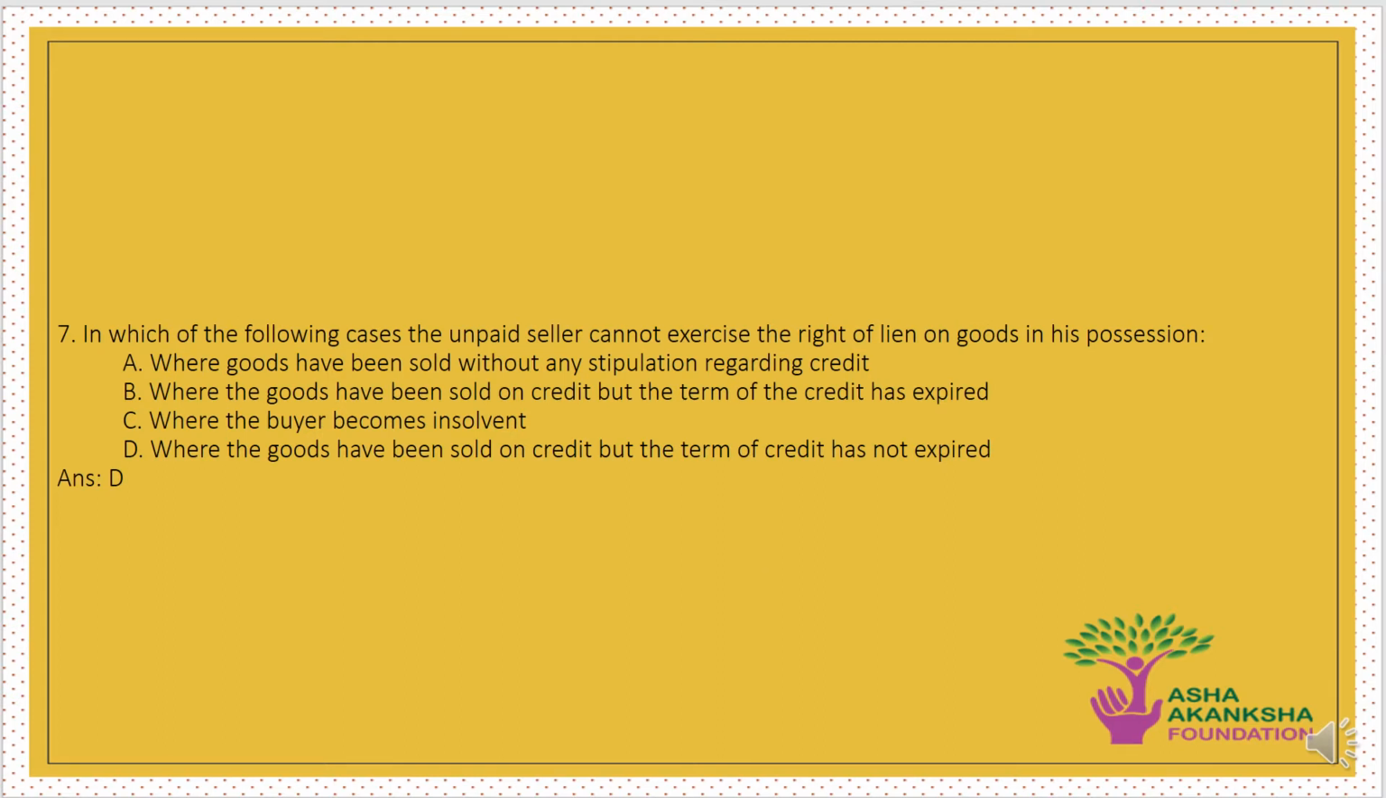The next question is, in which of the following cases can the unpaid seller not exercise the right of lien on goods in his possession? Options are A. Where the goods have been sold without stipulation regarding credit. B. Where the goods have been sold on credit but the term of credit has expired. C. Where the buyer becomes insolvent. Or D. Where the goods have been sold on credit but the term of credit has not expired?